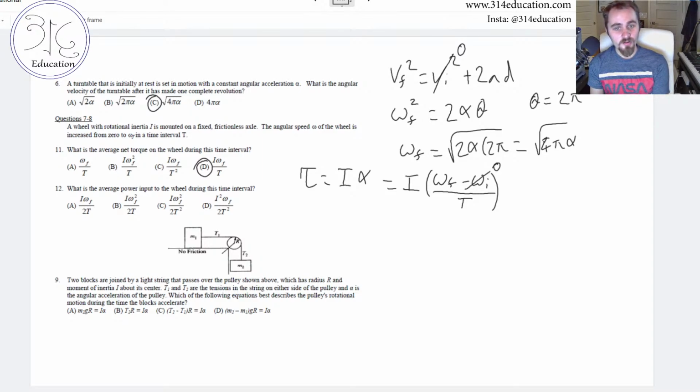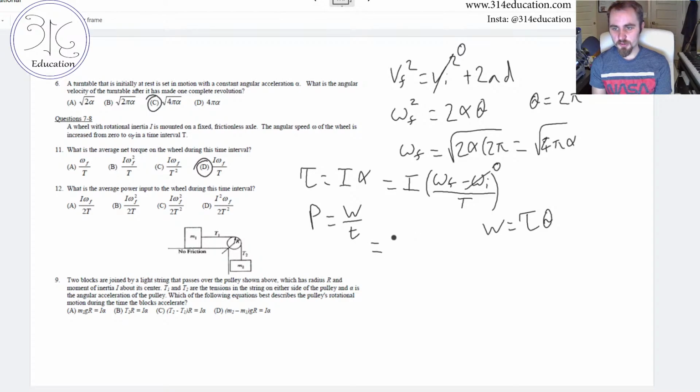12 now asks us, what is the average power input to the wheel during this time? Okay, so power, I wasn't expecting to see power here, but that's fine. Power, we expect to be work over time. And work, in a rotational sense, we usually treat as force times distance. For an angular sense, we can treat it as torque times theta, the angle that we covered. And so we have our torque up here.